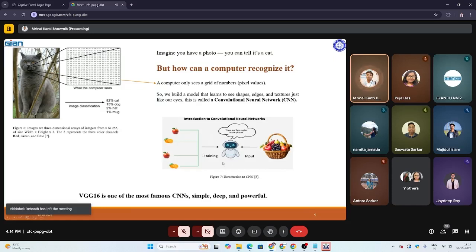That is training a model for classification, like giving different labels, which are called oranges and which are called apples, and training it. So if we give the input like that, it can easily classify that there are 2 apples in the picture. VGG16 is one of the most famous convolutional neural networks, simple, deep, and powerful.